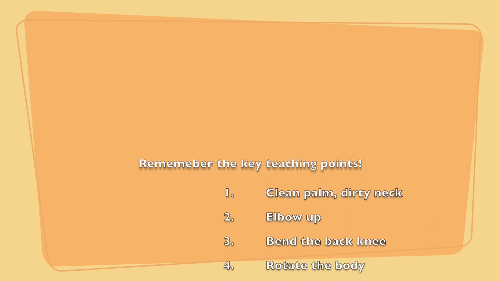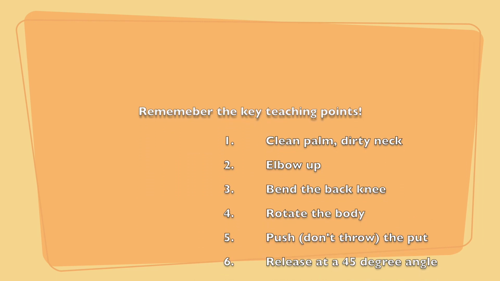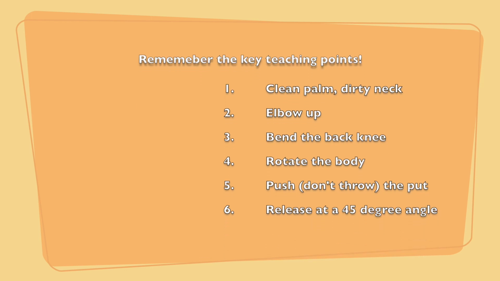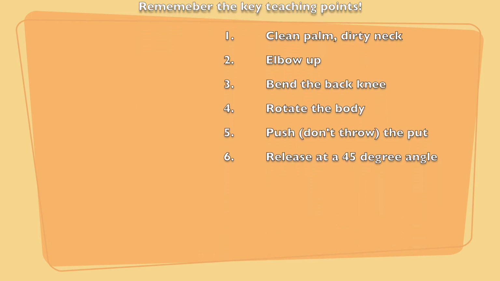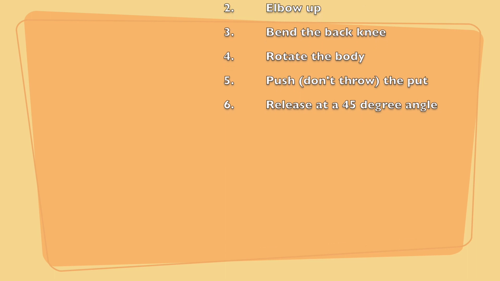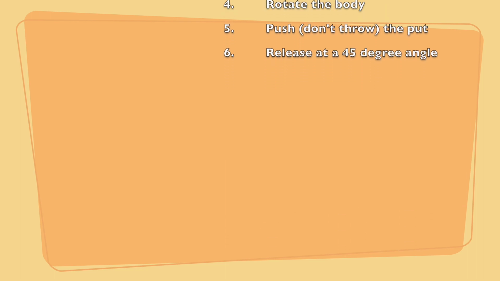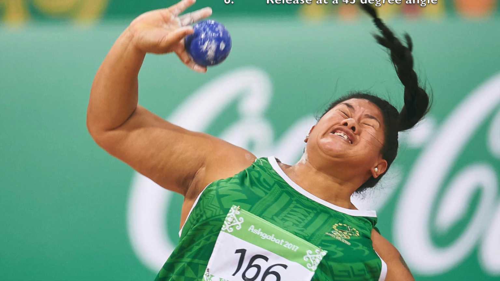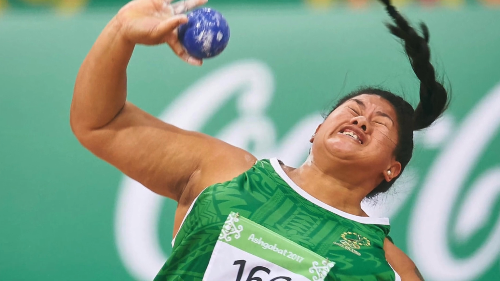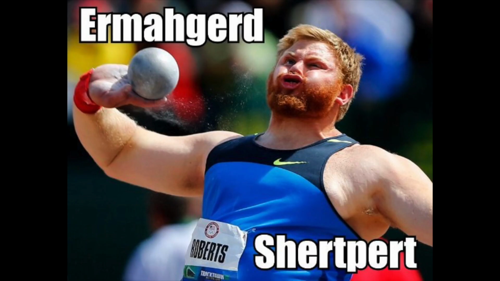1. Clean palm, dirty neck. 2. Elbow up. 3. Bend the back knee. 4. Rotate the body. 5. Push, don't throw the put. And 6. Release at a 45-degree angle. If you remember these points, not only will you put like an Olympian, you'll look like one too.